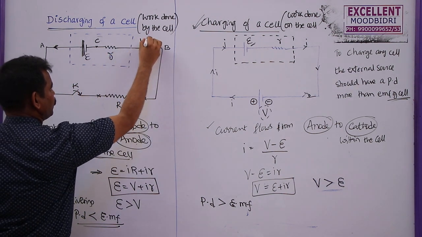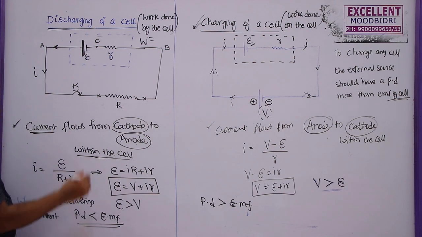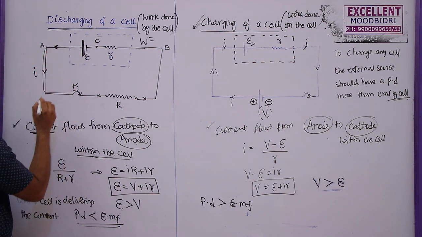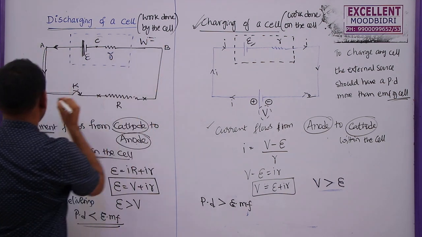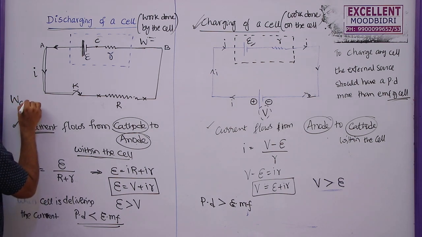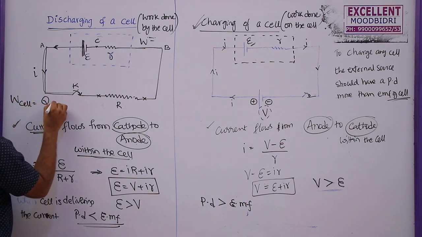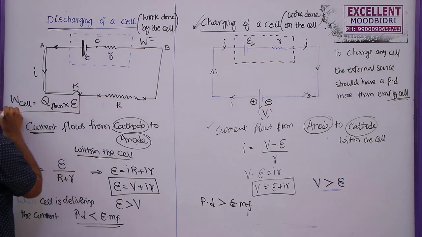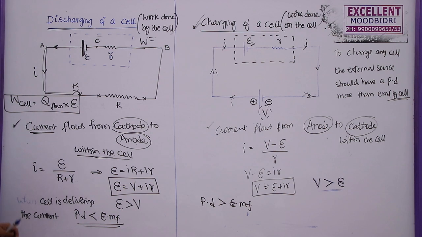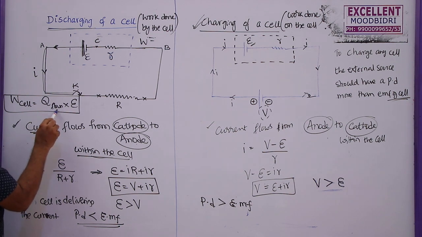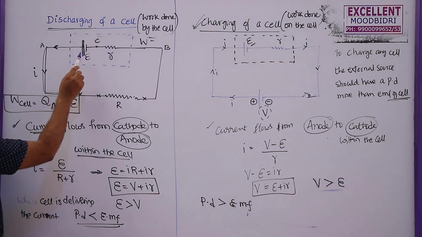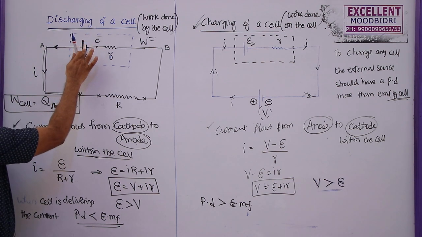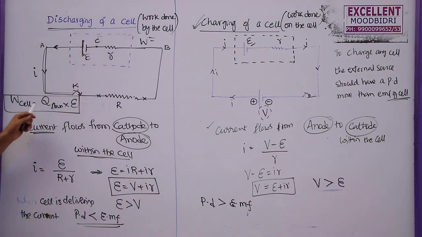So how to find the work done by the cell? Work done is given by potential difference into charge. So if you know the amount of charge flowing, the work done by the cell is given by the charge flowing times the EMF of the cell. This formula we already used while calculating the work done by the battery in capacitors. So if you know the amount of charge flowing through the circuit, and if you know the EMF, we can find the work done by the cell.